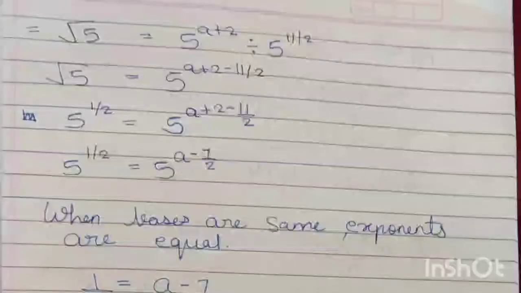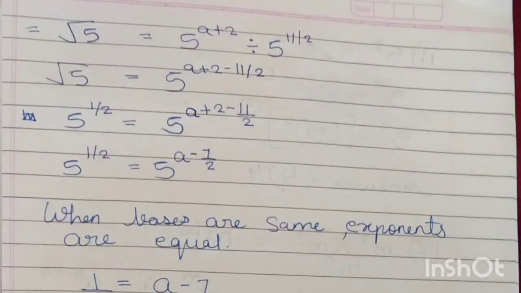Now square root of 5. As I told you, whenever there is a square root or a cube root of any number having a power, we have to divide the power by the index of the root. It is having a square root, and the power is 1, so we'll divide 1 by 2. So it will be 5 to the power 1 by 2. Now 5 to the power 1 by 2 equal to 5 to the power a plus 2 divided by 5 to the power 11 by 2.